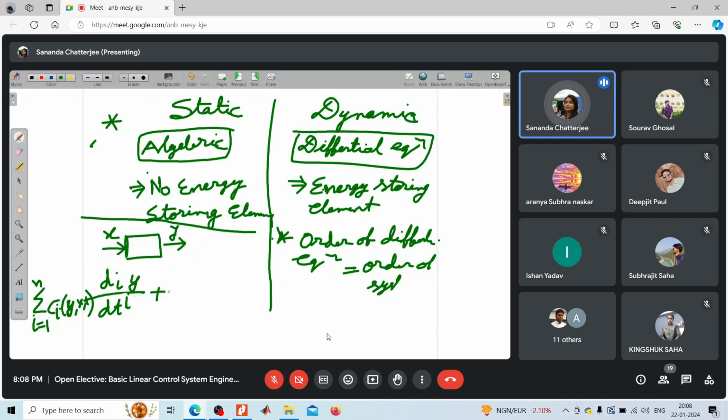I wrote it with i, because i could be 1 to n.